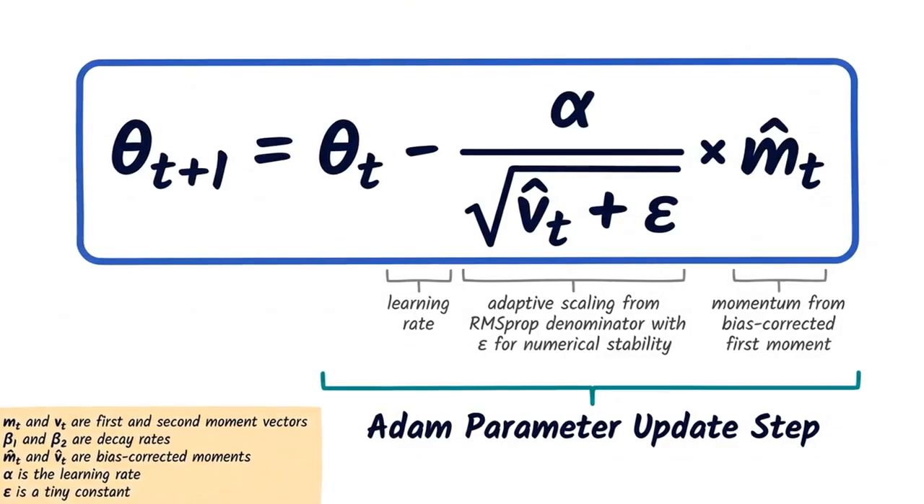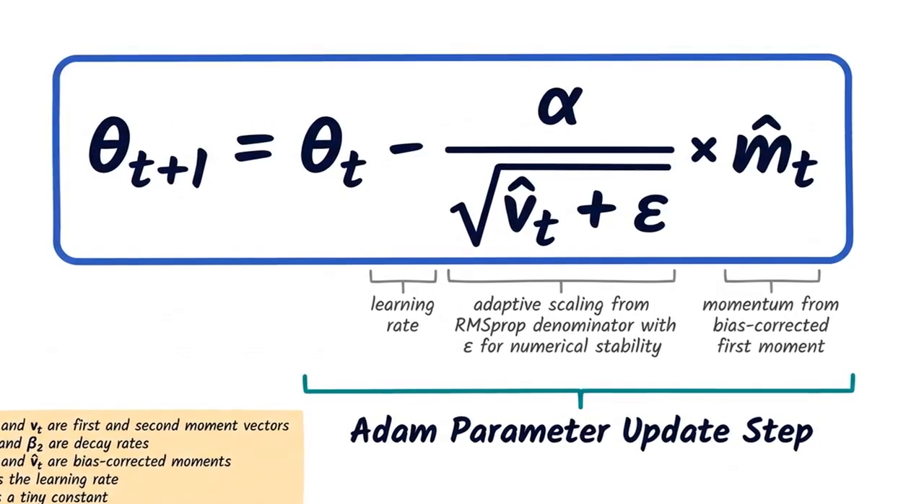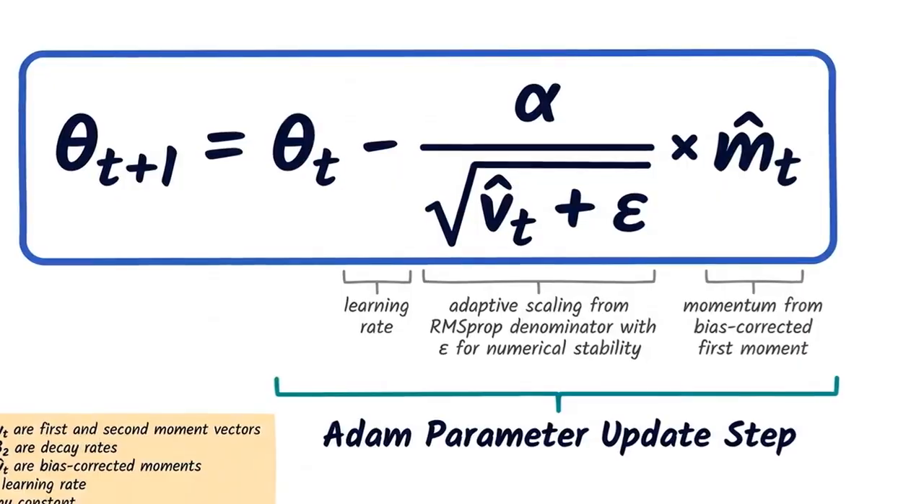Here m sub t and v sub t are the first and second moment vectors, beta sub 1 and beta sub 2 are decay rates, m hat sub t and v hat sub t are bias-corrected moments, alpha is the learning rate, and epsilon is a tiny constant.